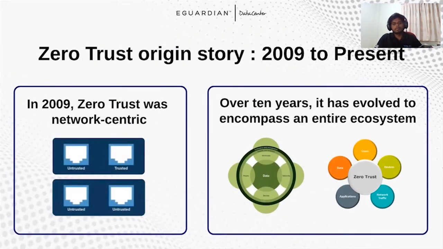While the initial papers were very network-centric, the reason for that was because the network was the problem back then. There was no security anywhere, but zero trust has evolved to encompass an entire ecosystem.